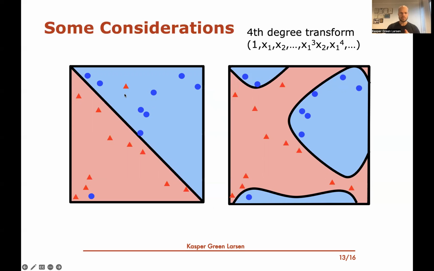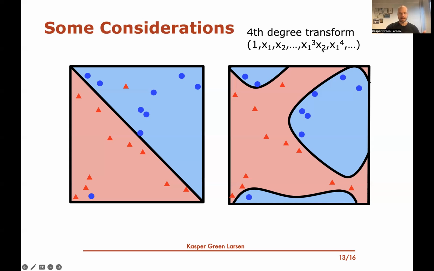Now, what you could do is take all these original points, and then map them using what we call a fourth degree transform, right? So basically the new feature vector would have every single coordinate that's a combination of up to 4 original coordinates, like 1, x1, x2, all the way up to, let's say, x1 to the 4th, maybe x1 cubed x2. So any combination where you have a total degree of up to 4.